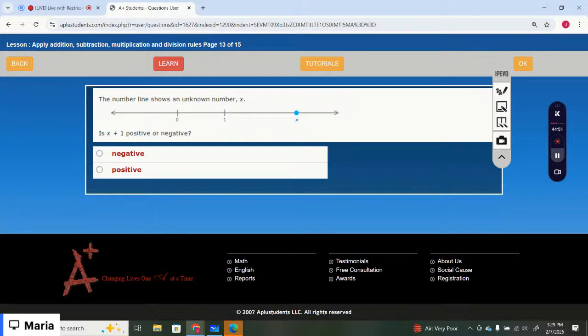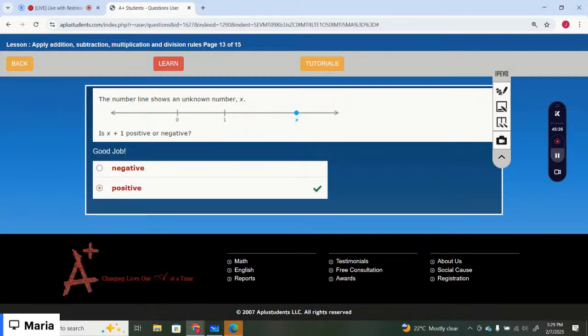The number line shows an unknown number x. Is x plus 1 positive or negative? X is on the right hand side, that is positive. So 1 plus x is positive. Option number 2 is the correct option.